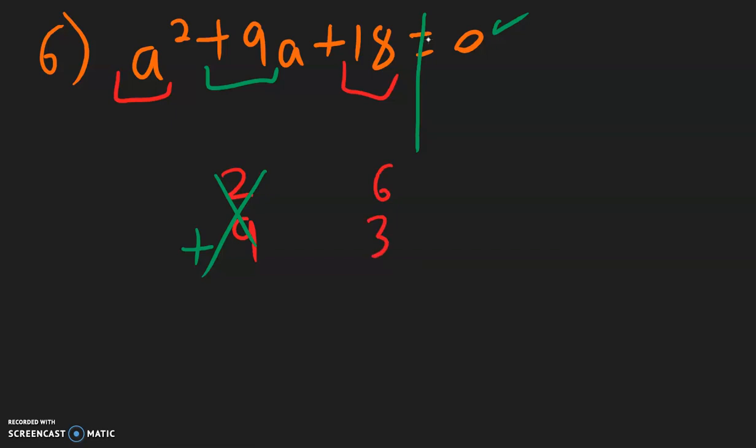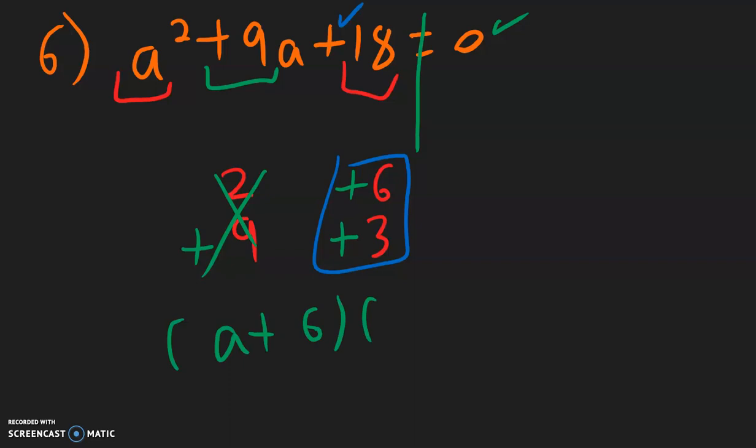So start with the bigger number. We're trying to get positive 9, so the 6 needs to be positive. And then if we make the 3 positive, 6 plus 3 is equal to 9. Multiply this, positive 6 and positive 3 multiplies to positive 18. So then the two factors will be a plus 6 times a plus 3 is equal to 0. So that means the solution is a equals negative 6 or a equals negative 3.